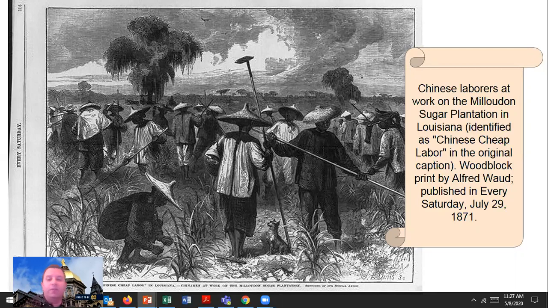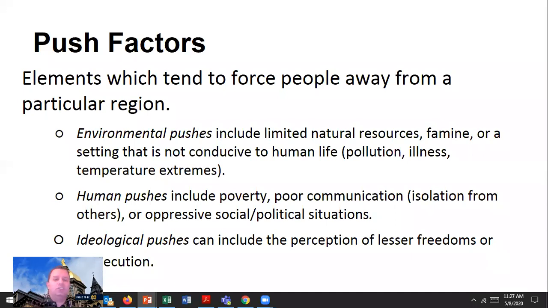Now, not for free, obviously, but notice the date of this particular painting, 1871. So this is about 8 years or so after slavery ends, and this is in Louisiana on a sugar plantation. Now, I bring that up because this very obviously would have been a plantation that 8 years ago would have been employing slave labor, and now they are employing a very cheap form of Chinese labor. So that's going to be one of the main impetuses behind Chinese migration during this time period.